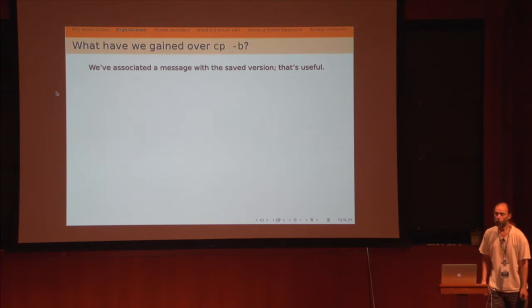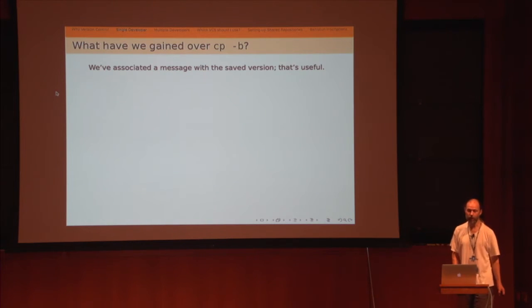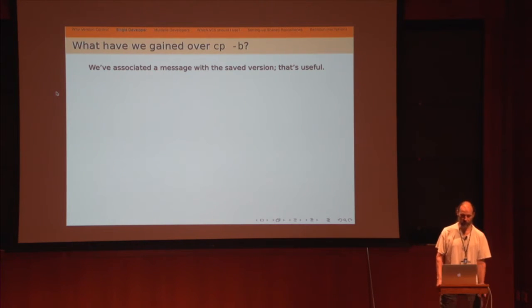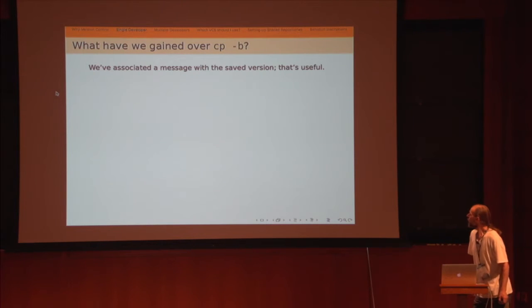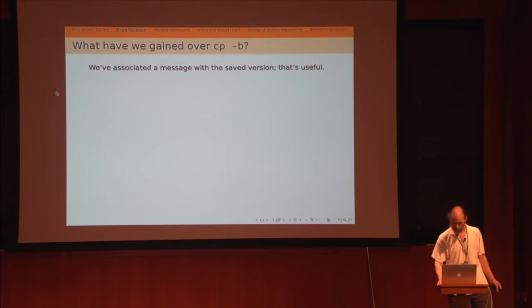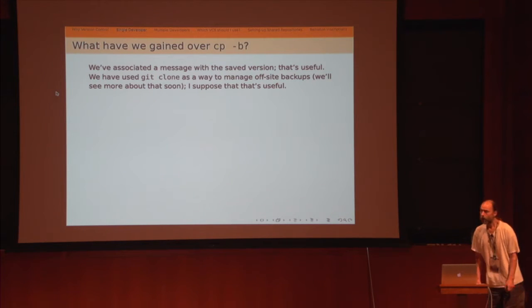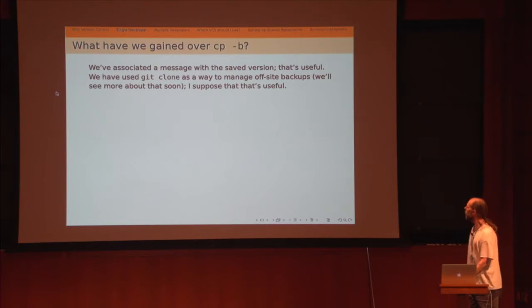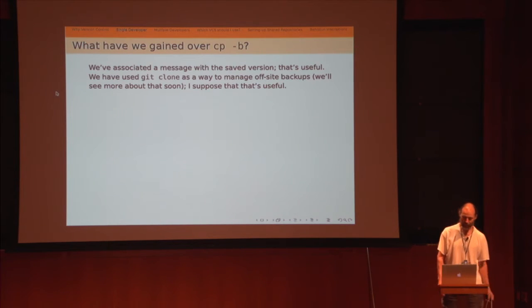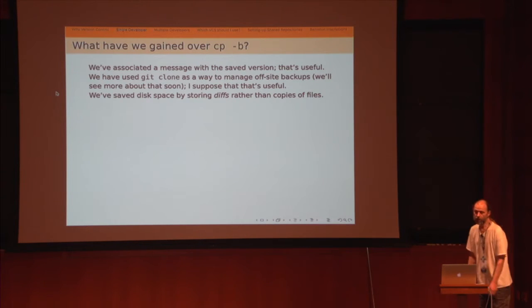So, what have we gained over cp -b? What did Git ever do for us? Okay. We've associated a message with the saved version. That's useful, but I know how to do that. We've used git clone as a way to manage offsite backups. I guess, I suppose that's useful. We've saved disk space. Oh, that's very important.